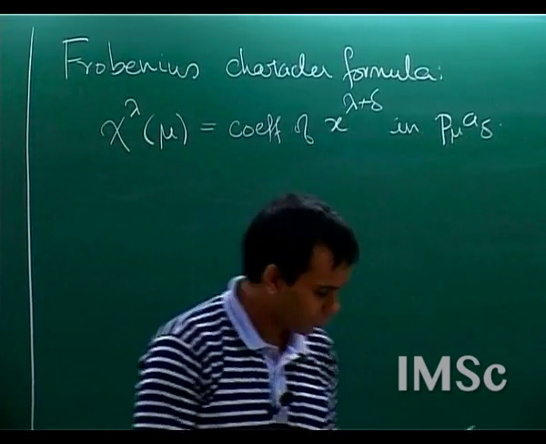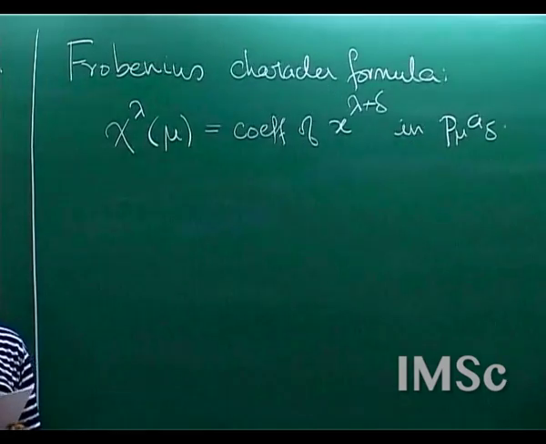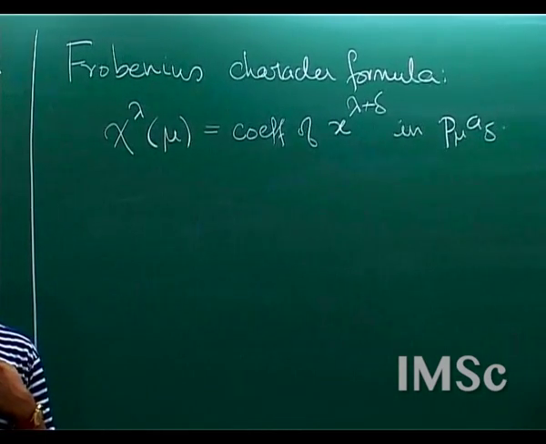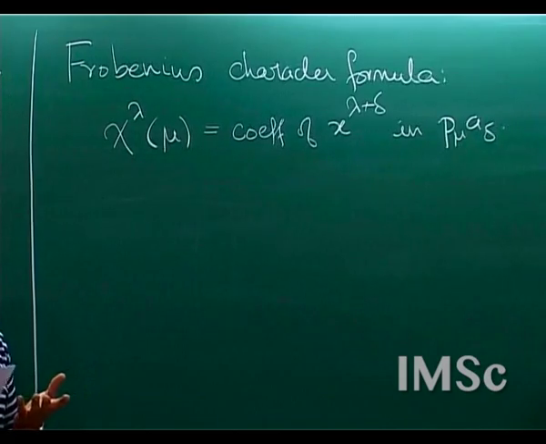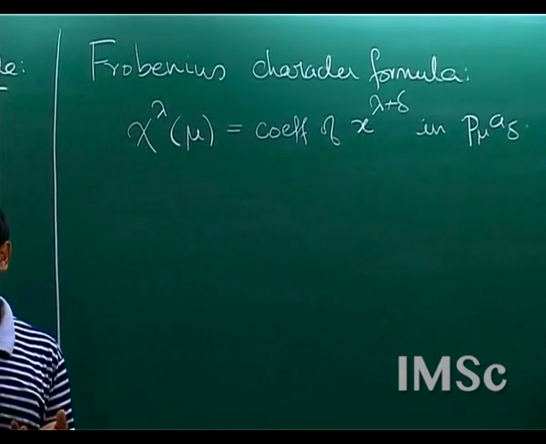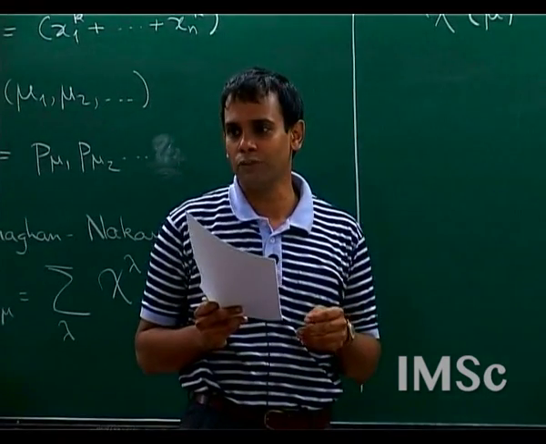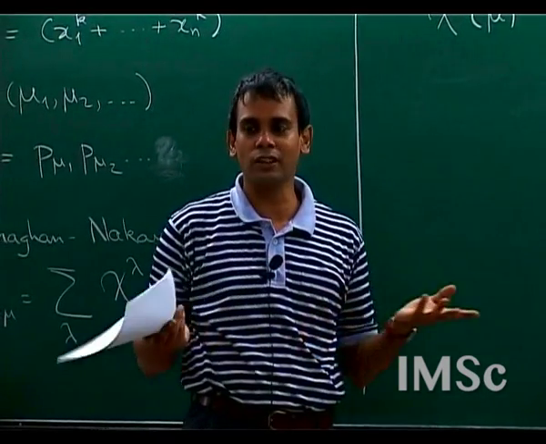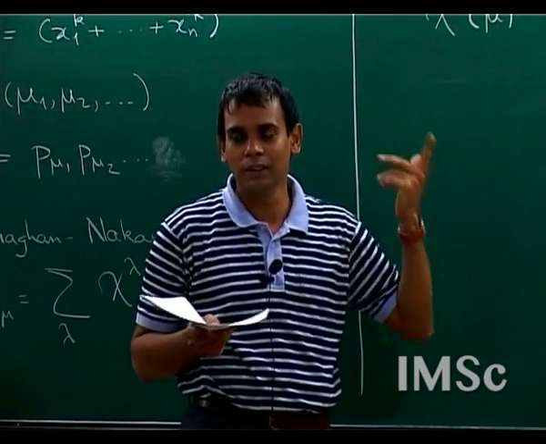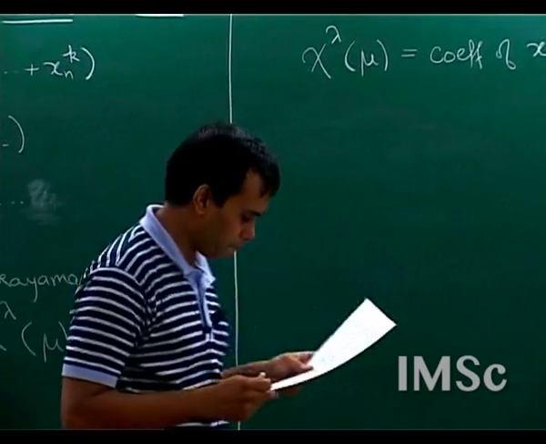And now I am going to show how to use this character formula to get what's called the hook length formula, which gives the dimension of the lambda-th irreducible representation of the symmetric group, or what is the same thing, the number of standard Young tableaux of shape lambda. This is not a combinatorial proof, it's using all the representation theory of symmetric groups. There are combinatorial proofs as well.